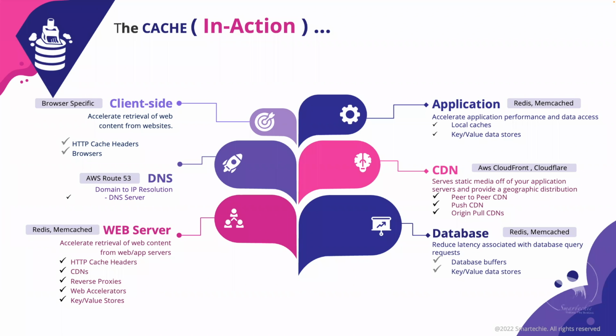On the database side, when the cache is used, it's to reduce the latency associated with database queries and any kind of requests, right? When a user queries anything, it hits the database, buffers the data retrieved, and stores it as a key value store in the cache itself. Here also Redis and Memcache kinds of tools provide those mechanisms.